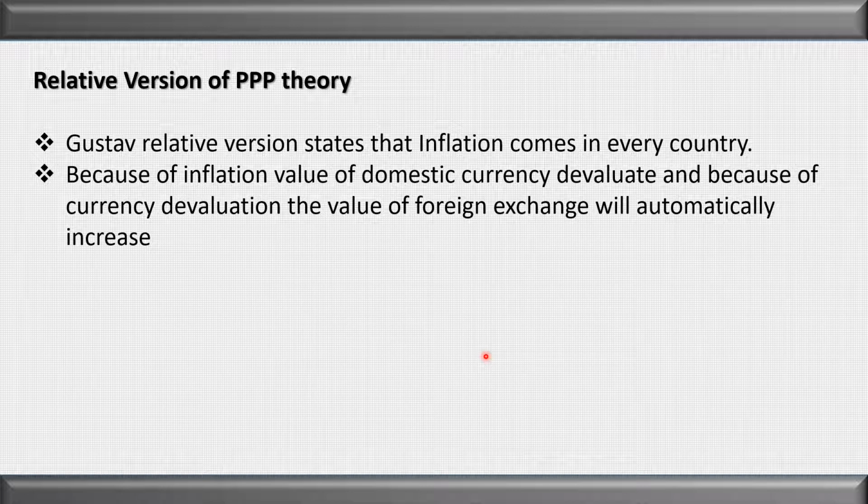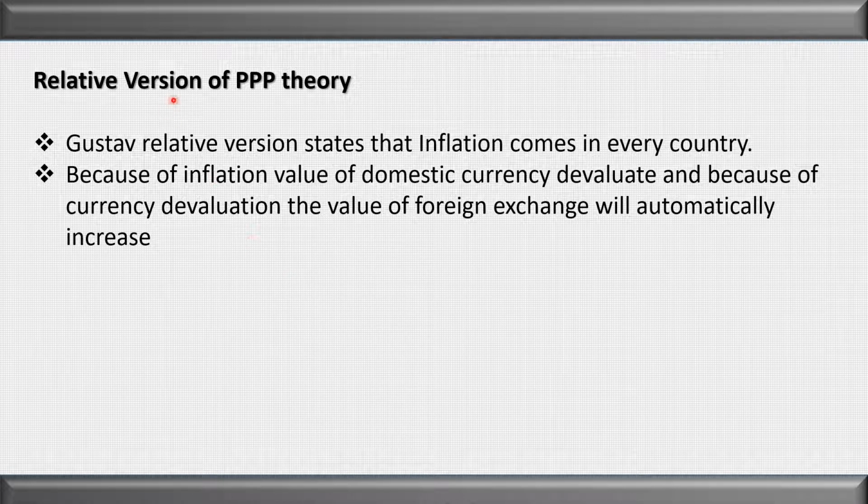And because of the inflation, we know that there is a devaluation of the domestic currency. I mean, the value of the money falls down. Why? Because of the inflation. Why? Because the circulation of the money has increased. Since the circulation of money has increased, what happens? There is a devaluation of the domestic currency. It means that the value of the money has fallen down. And because of currency devaluation, the value of the foreign exchange will automatically increase.